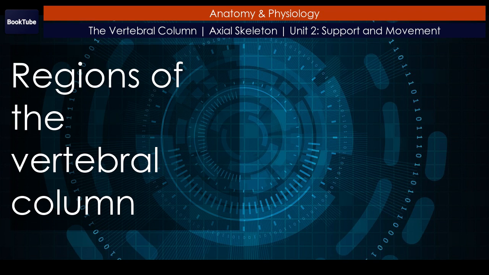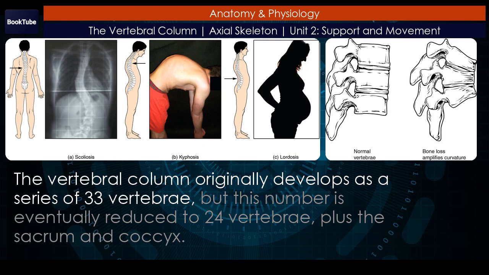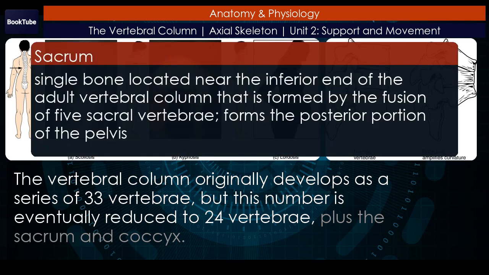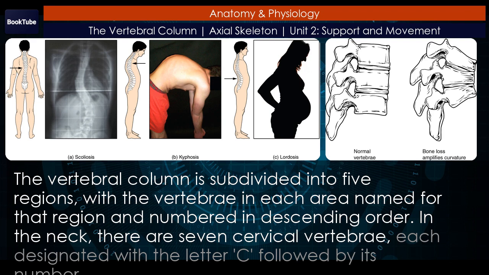Regions of the vertebral column. The vertebral column originally develops as a series of 33 vertebrae, but this number is eventually reduced to 24 vertebrae, plus the sacrum and coccyx. The vertebral column is subdivided into 5 regions, with the vertebrae in each area named for that region and numbered in descending order. In the neck, there are 7 cervical vertebrae, each designated with the letter C, followed by its number.